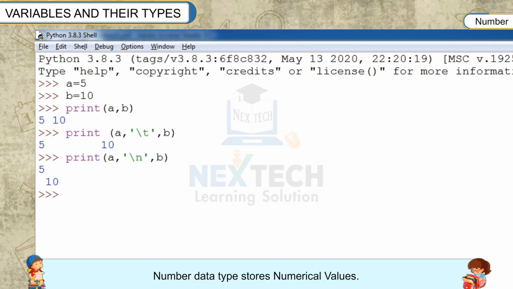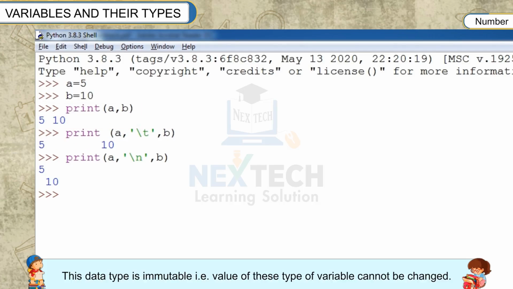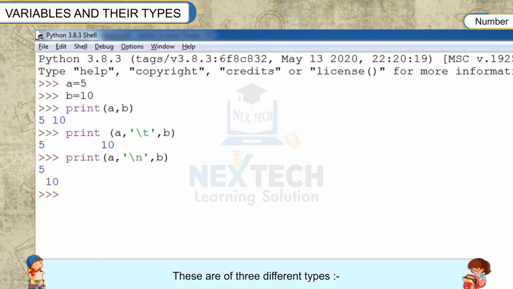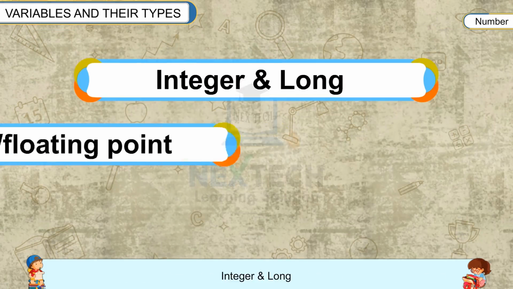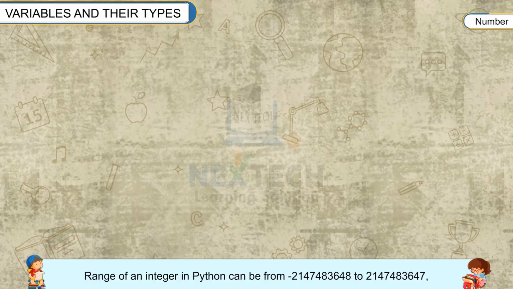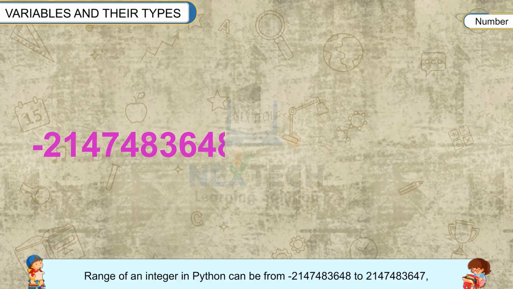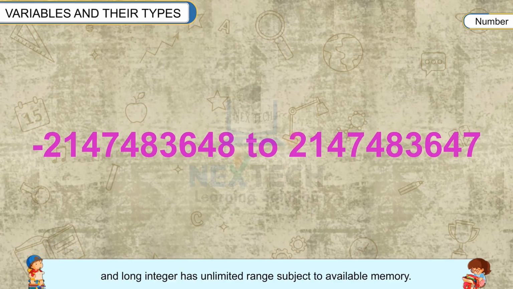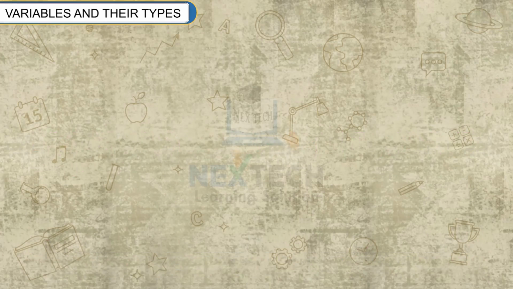Number. Number data type stores numerical values. This data type is immutable, that is, the value of this type of variable cannot be changed. These are of three different types: integer and long, float or floating point, and complex. The range of an integer in Python can be from -2147483648 to 2147483647, and long integer has unlimited range subject to available memory.